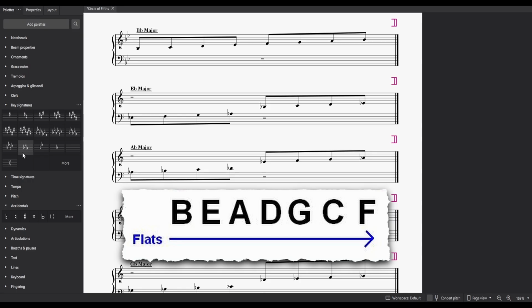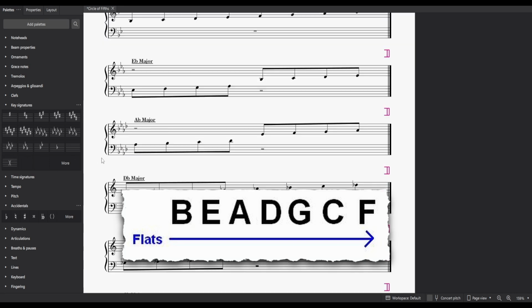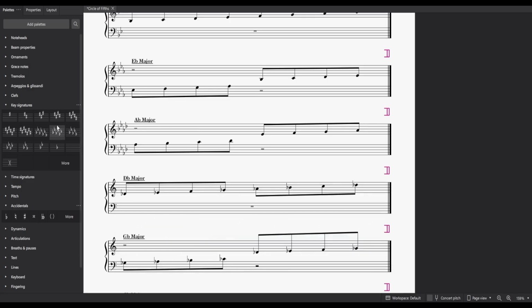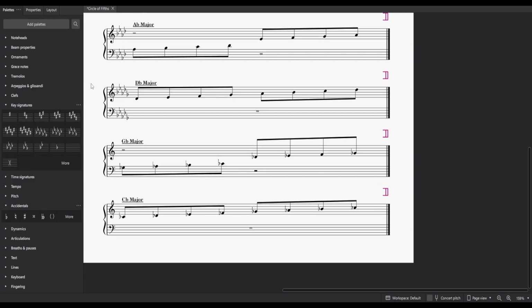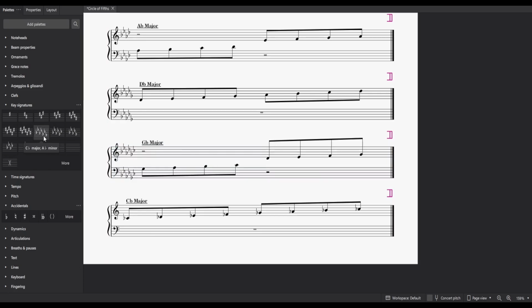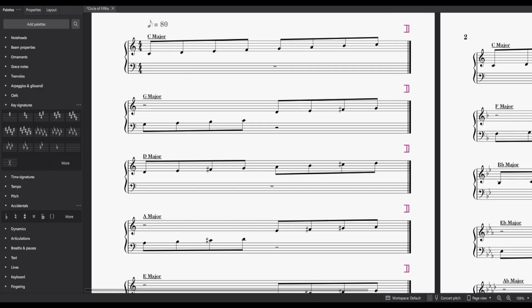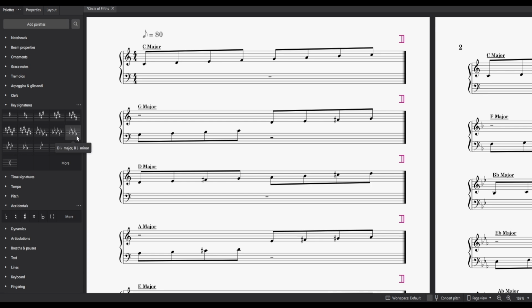Now we go to 3, BEA. All the flat signs go away. Now we go to 4, our BEAD. Notice once again, all the flat signs go away. We go to 5, BEADG. 6, BEADGC. And finally, all 7 flats, BEADGCF.